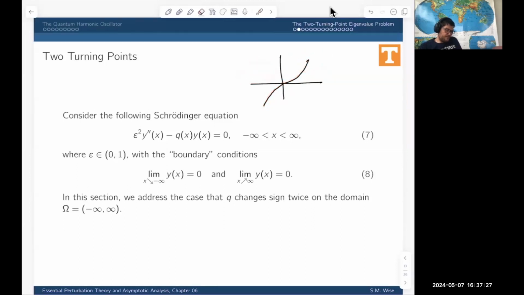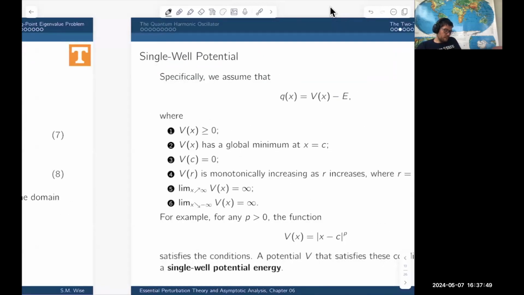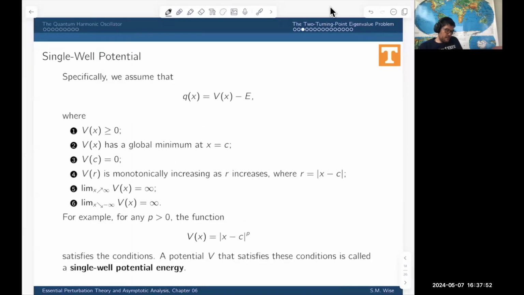In the present case, we're going to be interested in approximating the solution whenever Q looks like this. It has two places where it's crossing the x-axis, exactly two places. Specifically, we're going to take Q to be of this form. Now, in the quantum harmonic oscillator, modulo some constants, it's just going to be x squared minus E. So we're going to generalize that a bit.